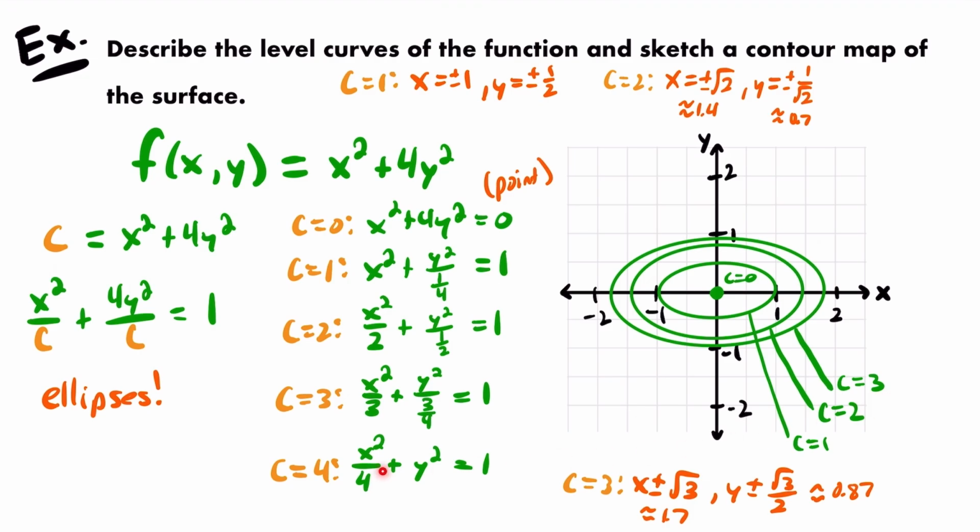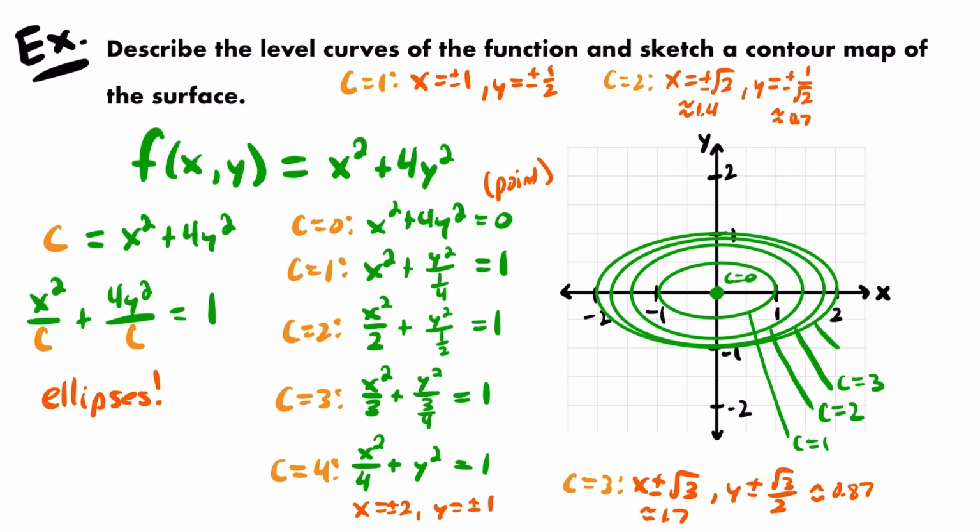And then finally, c equals 4. This is going to be the easiest one to graph. x squared is being divided by 4, and the square root of 4 is plus or minus 2, and y squared is being divided by 1, and the square root of that is plus or minus 1. So the x-intercepts here are x equals plus or minus 2, and the y-intercepts are plus or minus 1. So that ellipse will look like this.